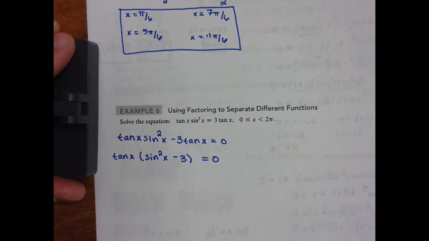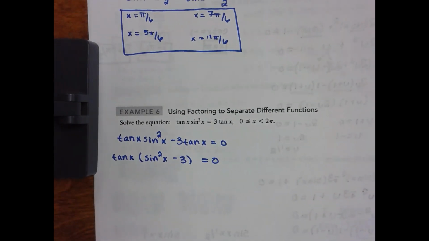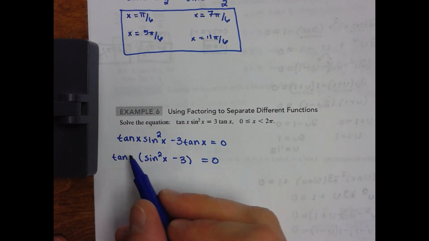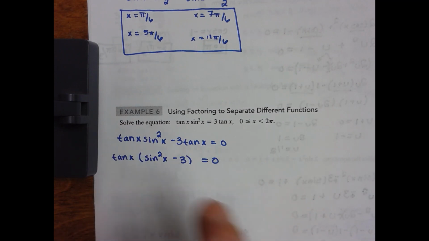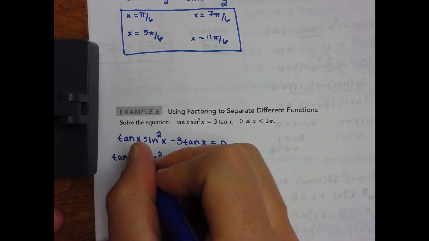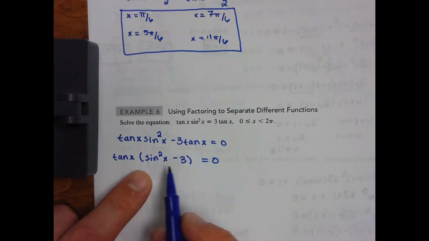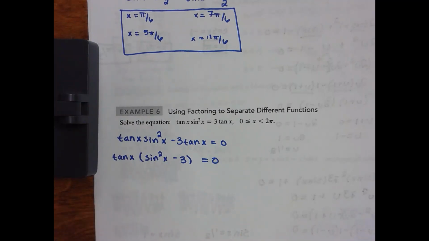After taking out that common factor of tangent, one thing that I've suggested to us all year is that anytime we factor, do a quick check. If you were to distribute tangent of x back into this parentheses, do you get the equation that we had previously? And we definitely do, right? Tangent times sine squared is tangent sine squared. Tangent of x times -3 is -3 tangent of x. So I like that factor.